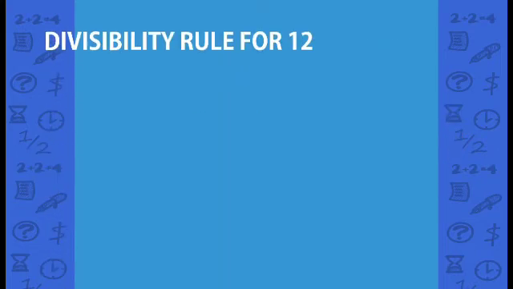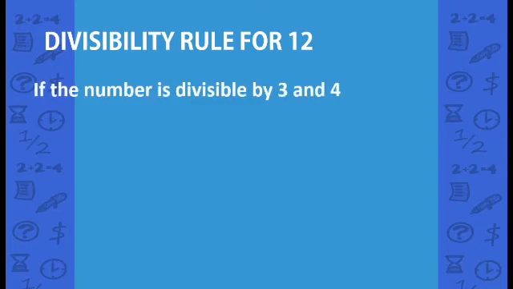So, last is divisibility rule for 12. How do we know if the number is divisible by 12? Simply, if the number is divisible by 3 and by 4. So, malalaman natin na ang number ay divisible by 12 kung ito rin ay divisible by 3 and divisible by 4. So, para maintindihan, ito ang ating example. 648. So, para malaman natin na siya ay divisible by 12, tingnan muna natin kung siya ba ay divisible by 3 at divisible by 4.